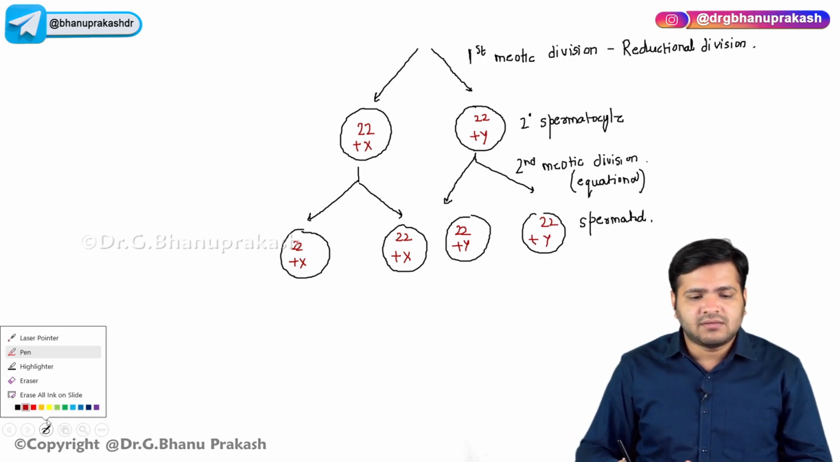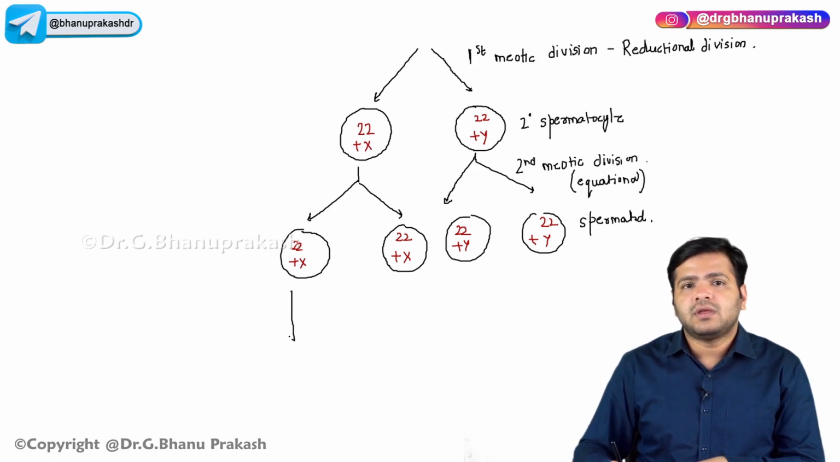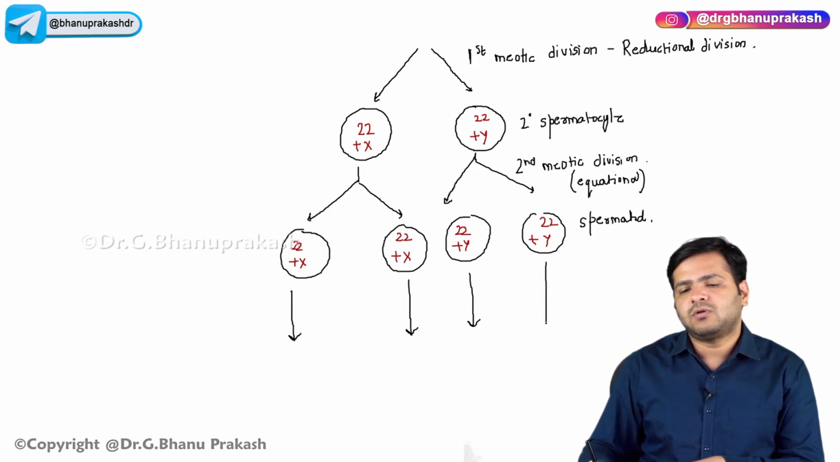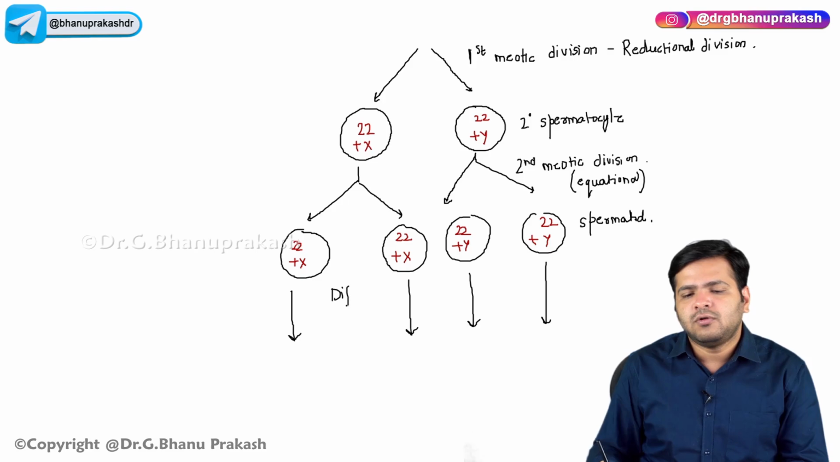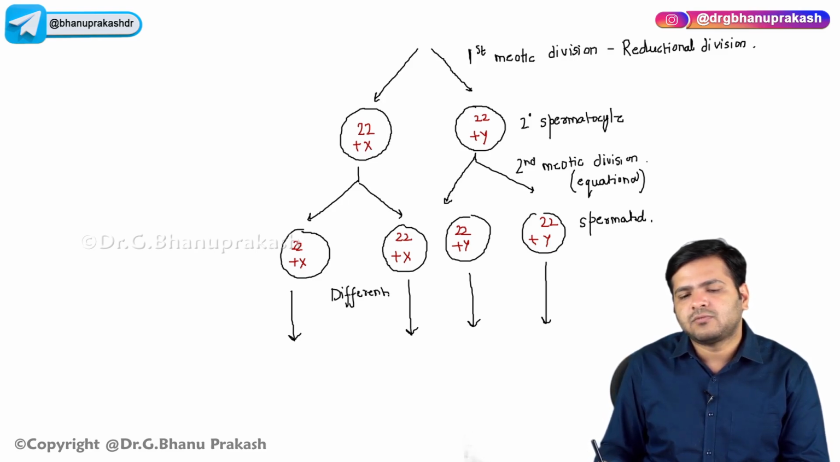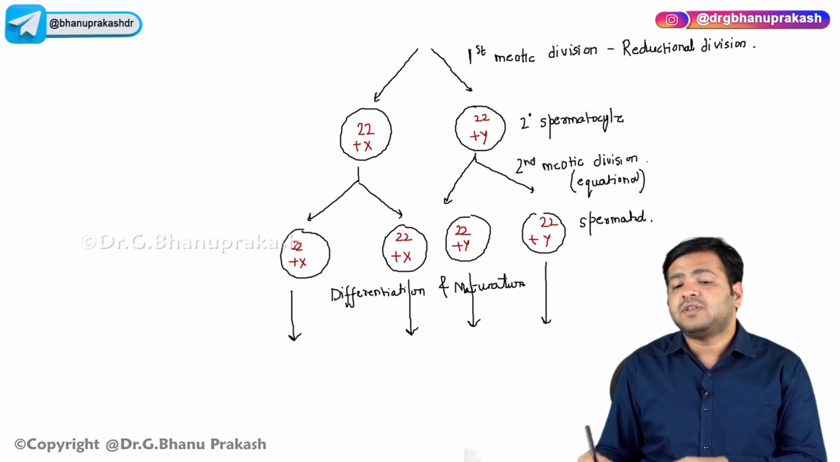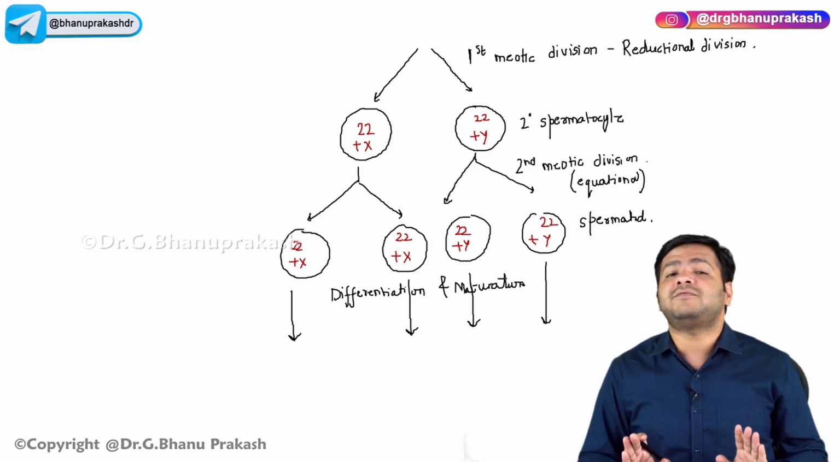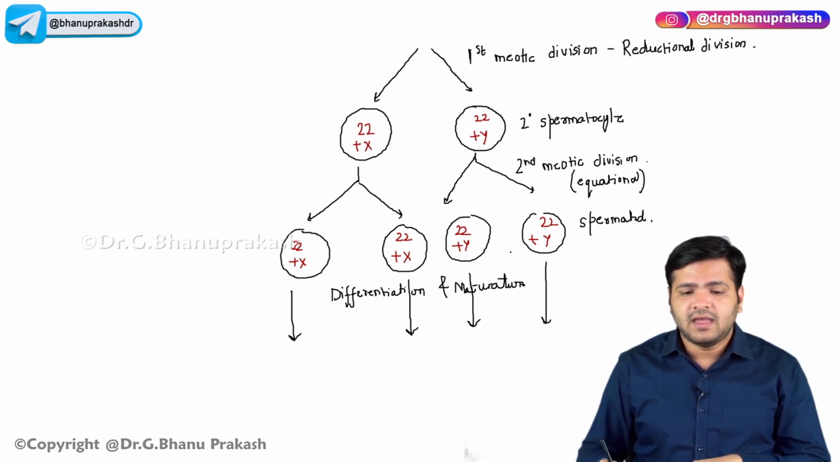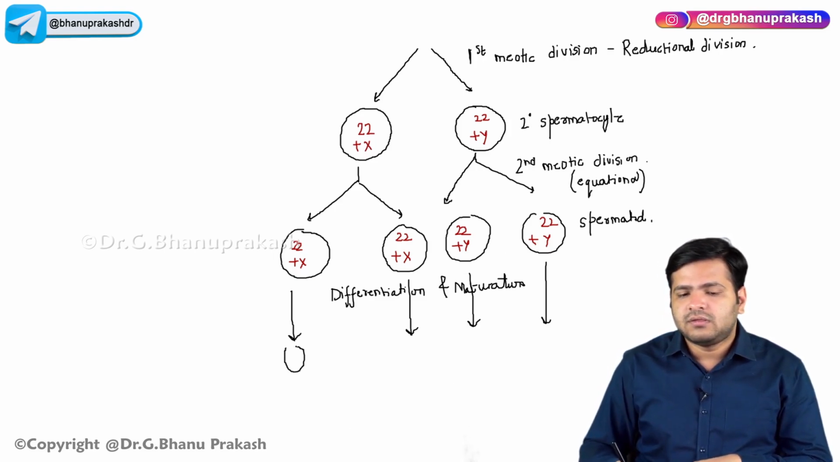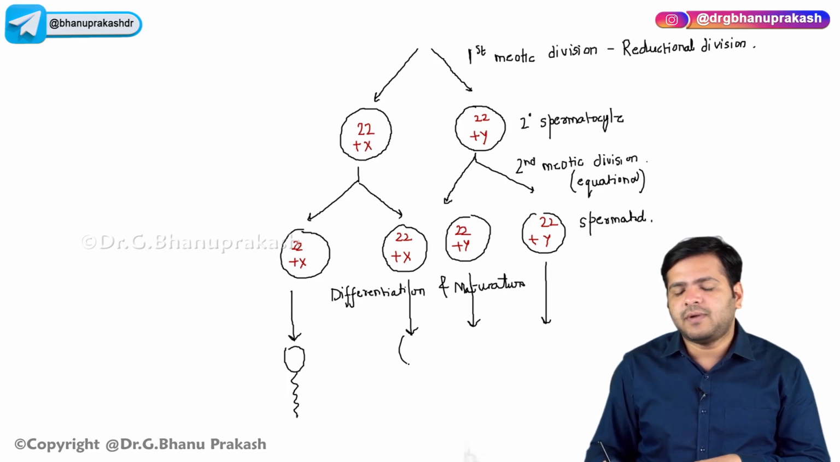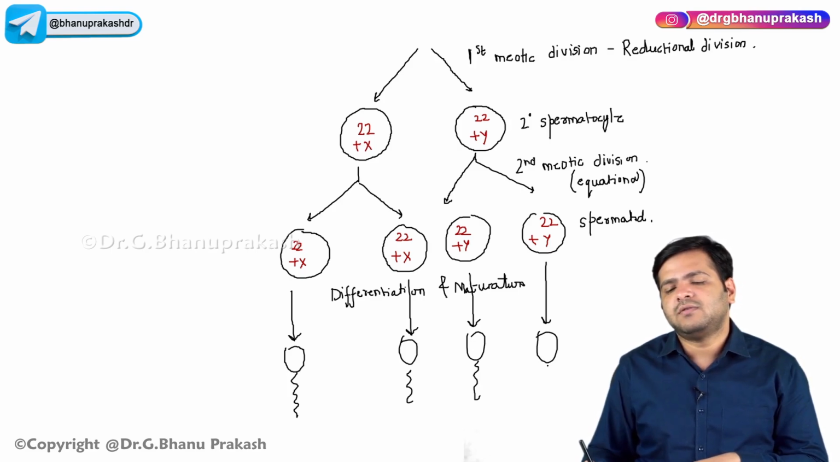Now these spermatids will undergo differentiation and maturation. Now there is no mitosis or meiosis. There is only differentiation and maturation at this stage, and they will form sperms or spermatozoa, the tail.